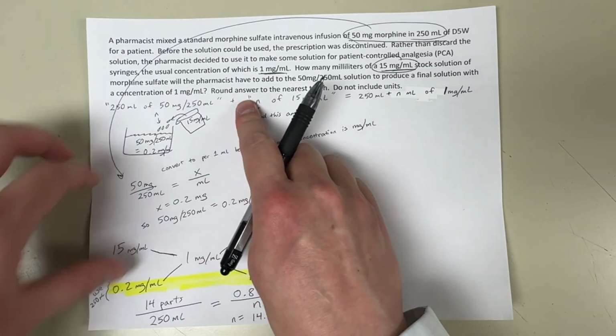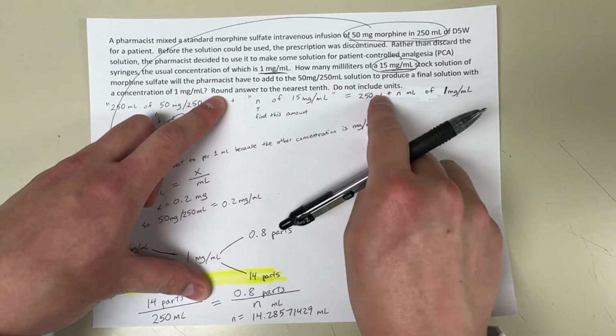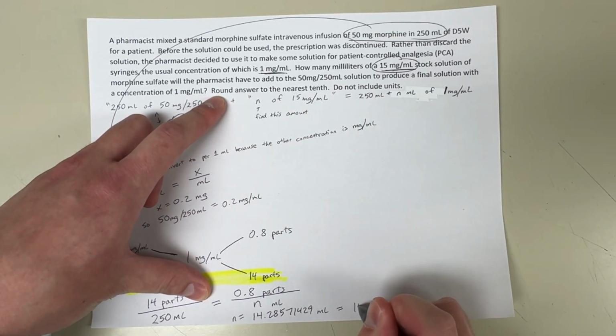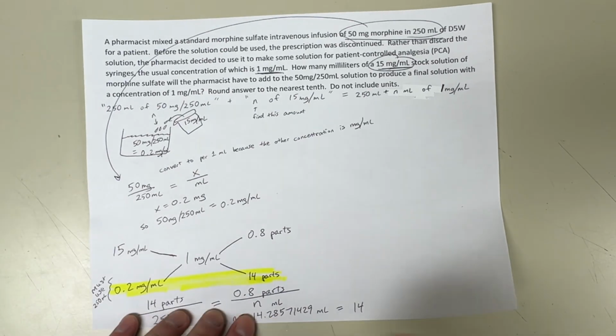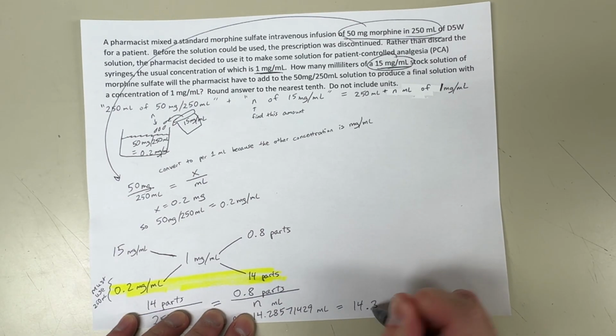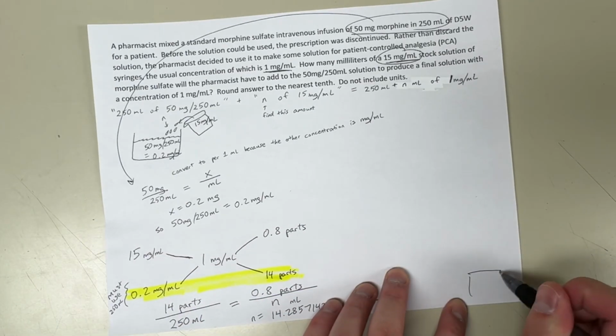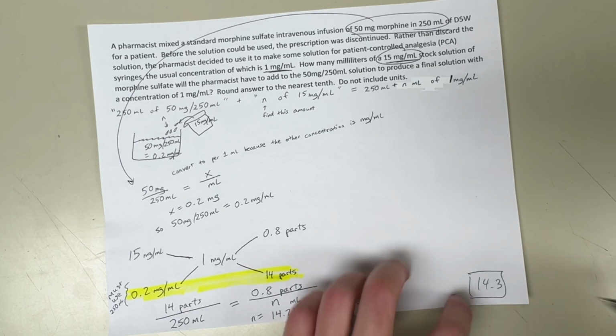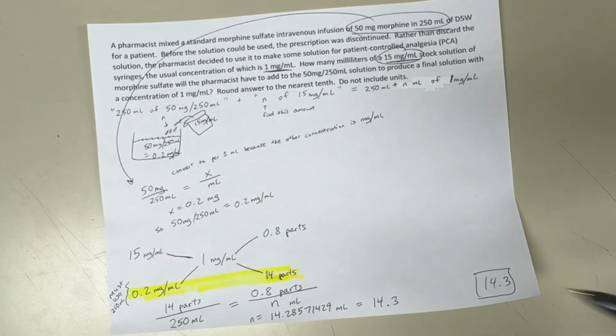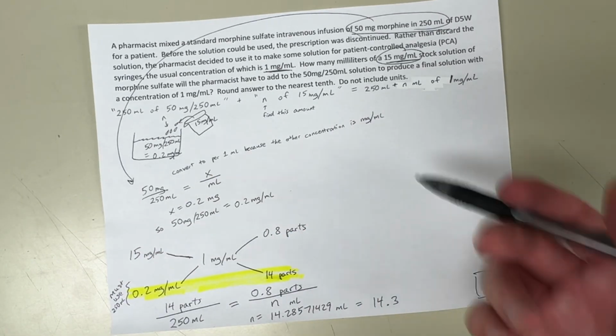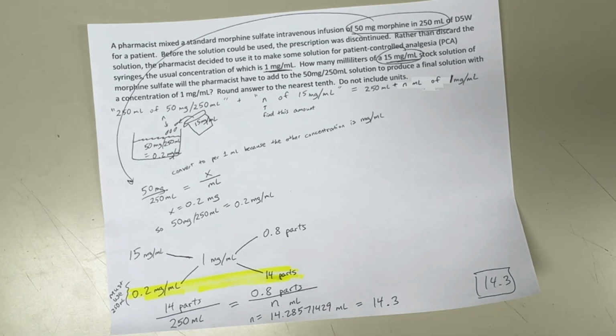And then follow the instructions by rounding the answer to the nearest tenth and do not include units. So this number rounded to the nearest tenth is 14.3, and that's what you would enter in the computer. You don't put in units because they tell you not to include any units. And that's it for this question.